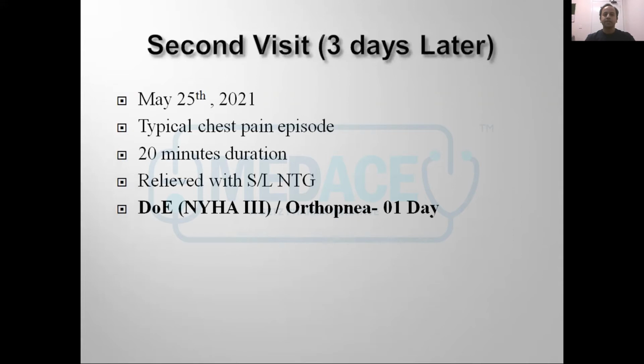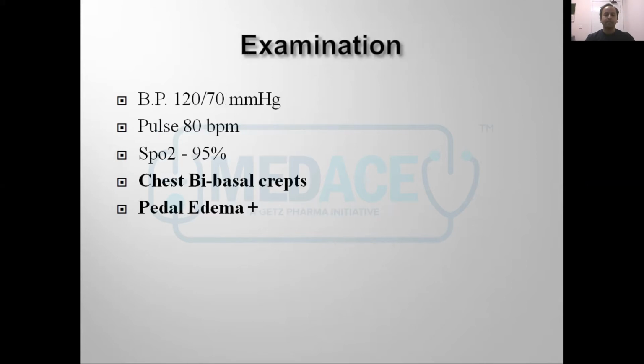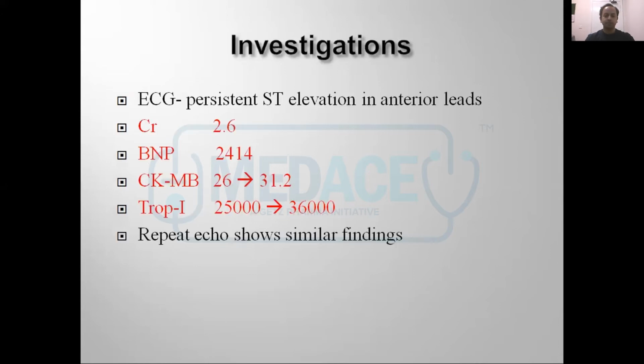So the patient presented 3 days later, on the 25th of May, with again a typical chest pain episode, which was 20 minutes in duration and was relieved by sublingual nitroglycerin. At this presentation, the patient was also having dyspnea with NYHA 3 and orthopnea for the last 1 day. On examination, the significant thing was that he had bibasal crepitations and pedal edema.